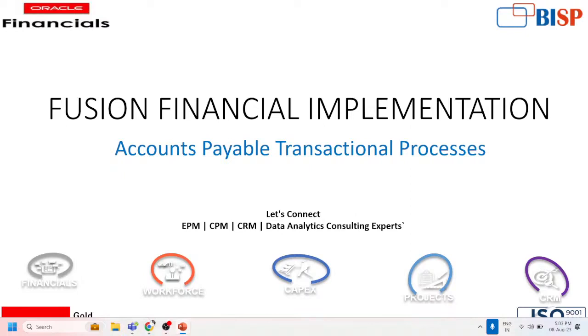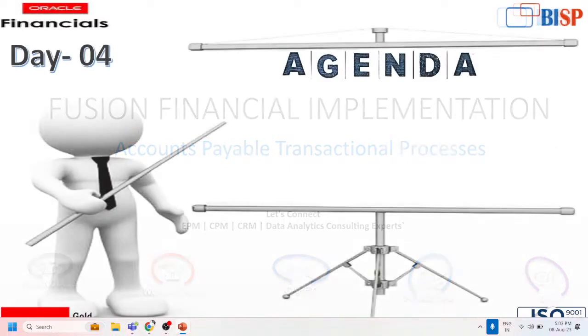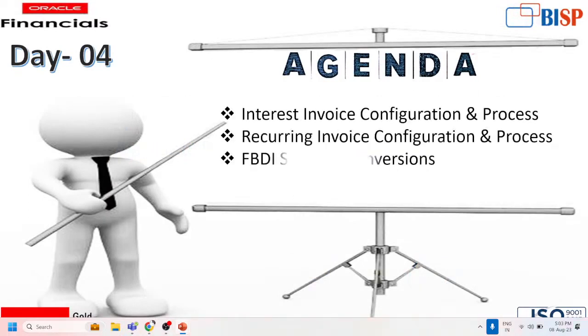Decision process based on use cases of BISP group. Let's move to today's agenda. In day 4, the agenda of today is interest invoice configuration and process, then recurring invoice configuration and process, then FBDI supplier conversions, that is bringing the supplier details from legacy data. So how the things are performed in the application, we will see in today's session. So let's move to the next slide.